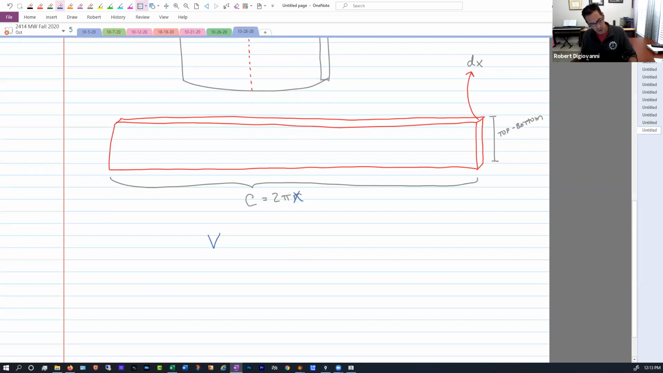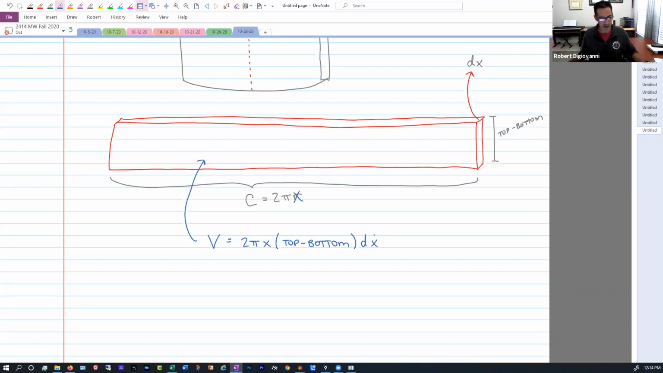And so the volume of that thing right there should be length times width times height. So it's 2 pi x times the top minus the bottom. I have to put that in parentheses because I have to subtract that before I can multiply, and then times dx. That's the volume of one of them. You want the volume of all of them, right? Added up together. You want all the rectangles to move across.